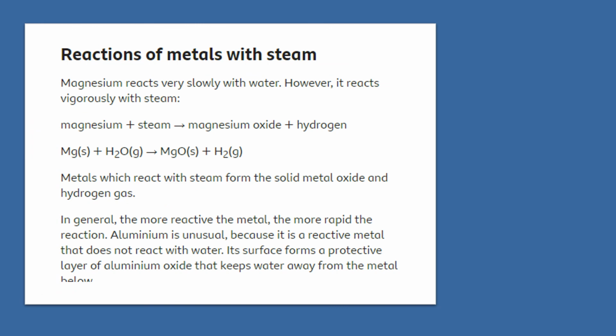For magnesium, magnesium lies above calcium in the group of alkaline earth metals, group 2. So magnesium is less reactive than calcium. There is no reaction between magnesium and water, or the reaction occurs very slowly, but there is a reaction of magnesium and steam to produce MgO, magnesium oxide solid, and hydrogen gas.